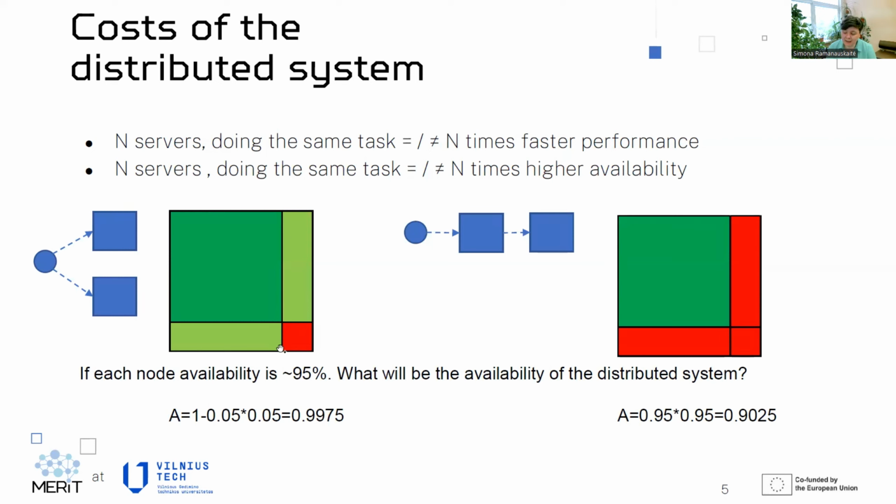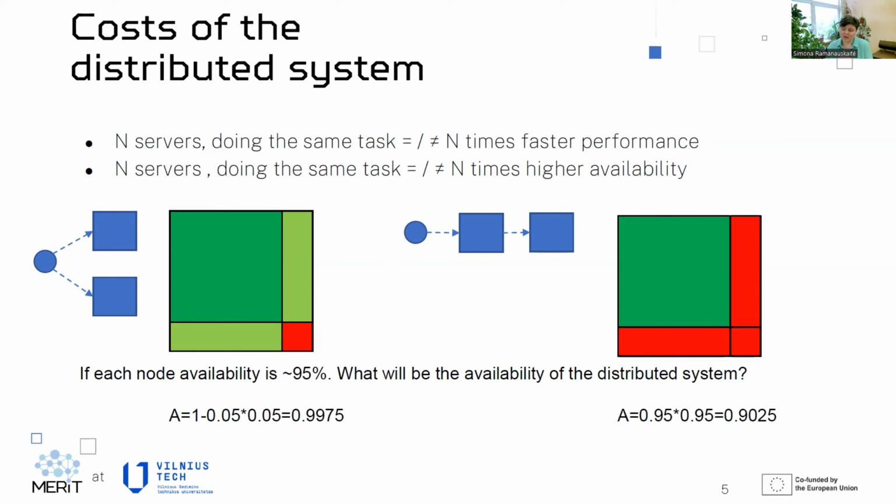So to calculate the availability of this distributed system infrastructure, we calculate the probability both servers will be not active, so 5% multiplied by 5%, and subtract it from 1. So in this case, instead of 95%, we are getting 99.75%.